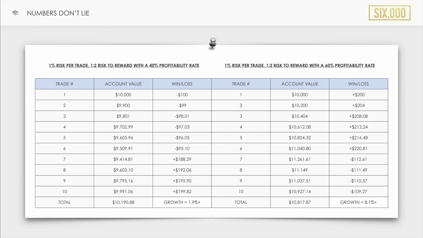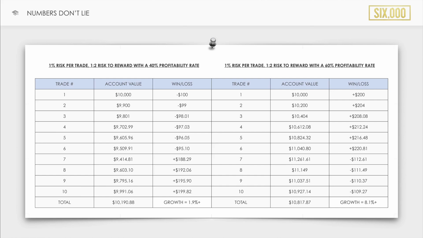trade, the same risk to reward, and a 60% profitability rate, which means instead of losing 6 trades a month, you're now winning 6 trades a month and you lose 4 per month. So I have put the 6 winning trades at the start here, and then we have the 4 losing trades at the end. At the end of that month, or after 10 trading positions, you will have grown your account by 8.1%, and that is risking 1% per trade, 1 to 2 risk to reward, and being right a little over half of the time.